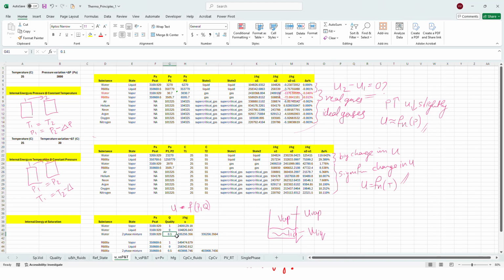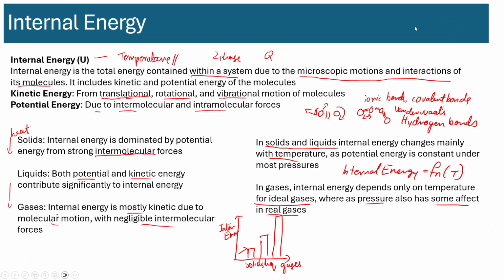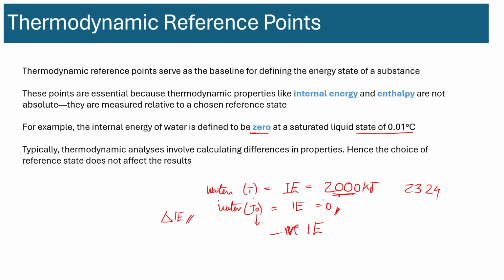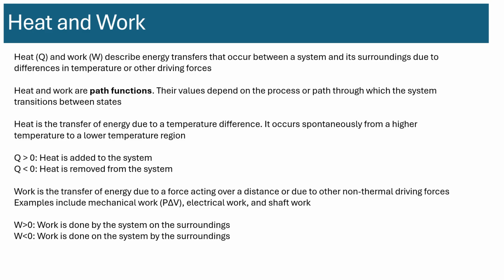So you could have a 0 quality and a low number, and a quality of 1 and a high number. Okay, so if it's a two-phase region, it is definitely dependent on whether it's in more of a vapor or more of a liquid. Okay, all right. The next thing to know is about heat and work. Heat and work are different forms of energy, and it describes energy transfers that occur between a system and surroundings due to temperature differences. Okay, so Q and W primarily based on temperature differences.